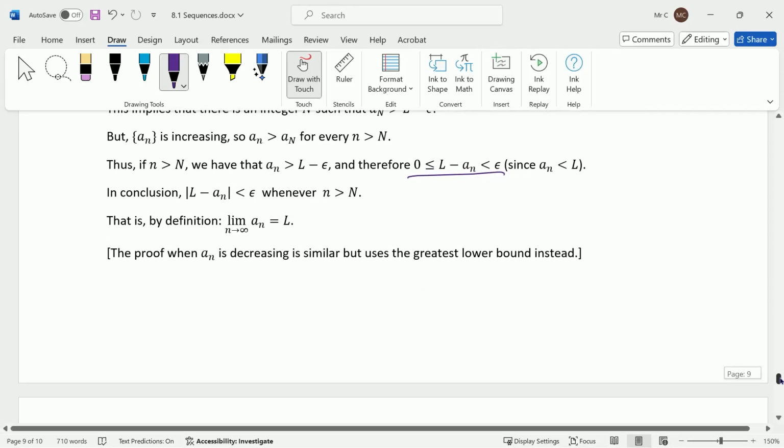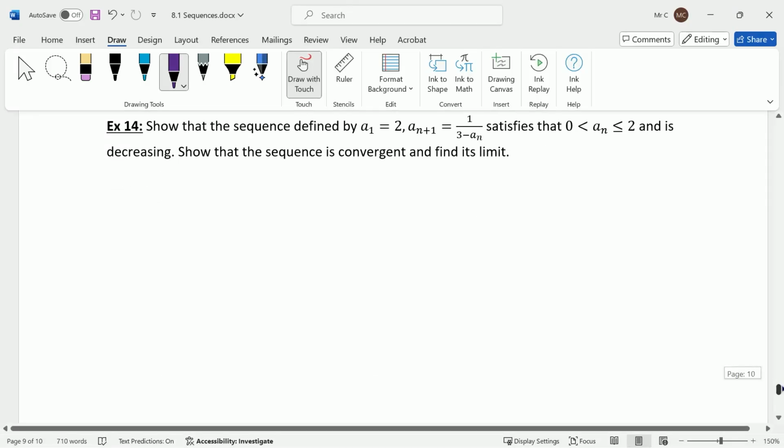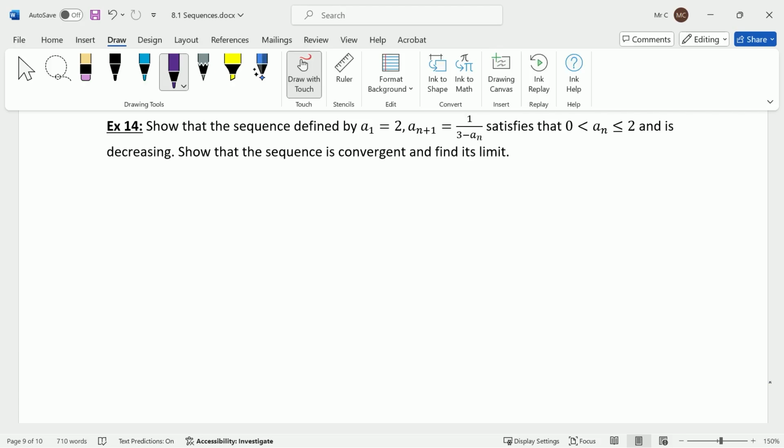Okay, so let's try to put that to use. And this is going to be a pretty challenging problem to end on, but hopefully we will follow along. Show that the sequence defined by a1 equals 2 and a sub n plus 1 equals 1 over 3 minus a sub n satisfies that all of the terms a sub n are between 0 and 2, not including 0, but including 2, and is decreasing. Show that the sequence is convergent and find its limit.